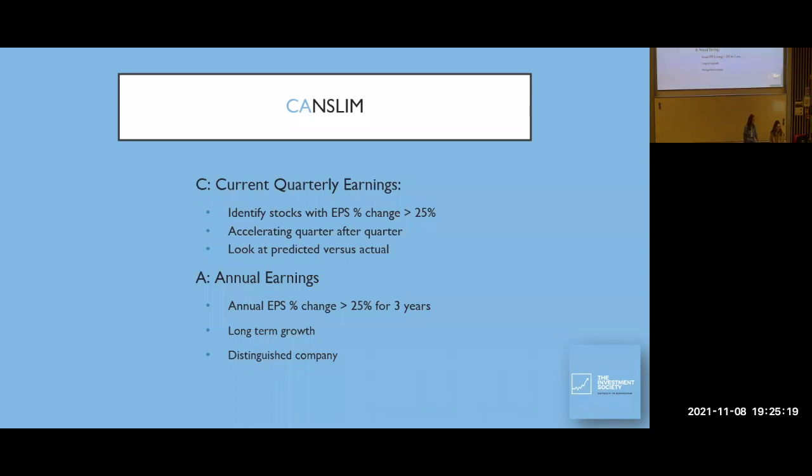was. Next, we'll be talking about annual earnings. So the annual earnings per share change is greater than 25% for 3 years in a row. This is what you want to have for this to be fulfilled. This is essentially saying that you're wanting long-term growth and you're wanting a company that has been around for a while.